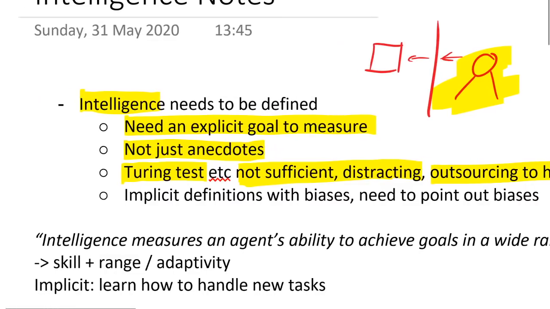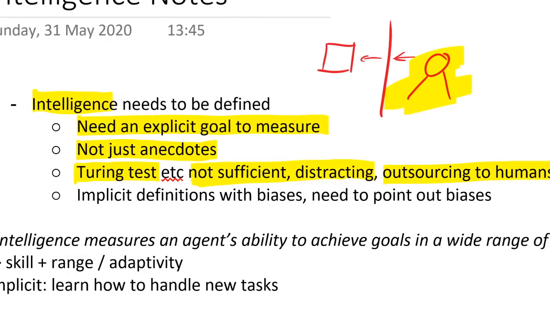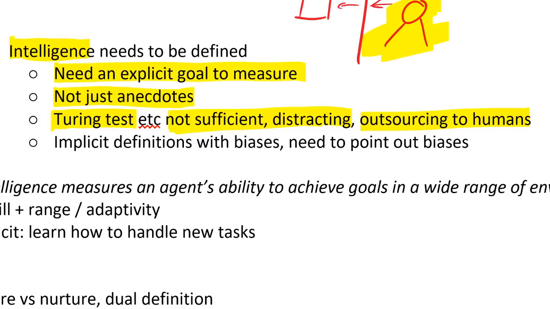So we need something more, and Chollet says the definitions of intelligence that exist today are basically implicit definitions that are loaded with biases, biases from a human perspective on what intelligence is. And if we want to really make progress in terms of measuring intelligence, we need to point out these biases that are in these measures.